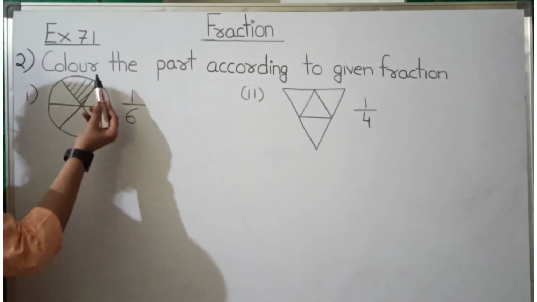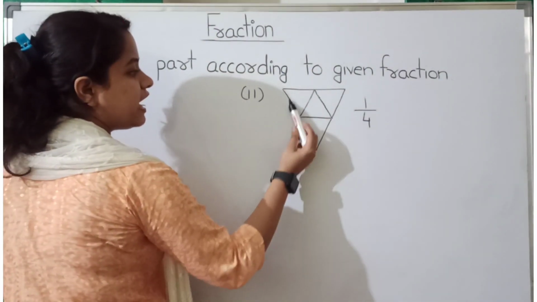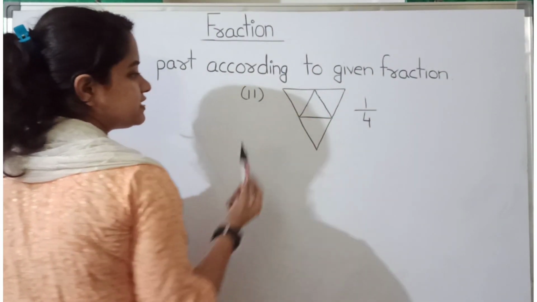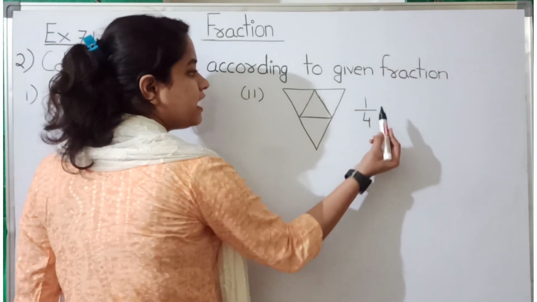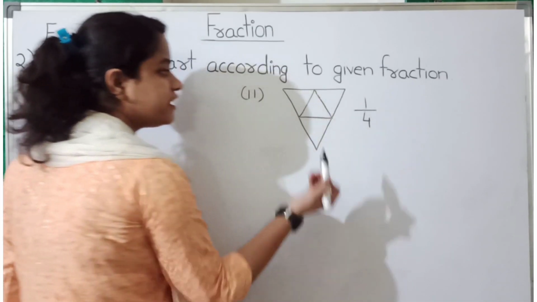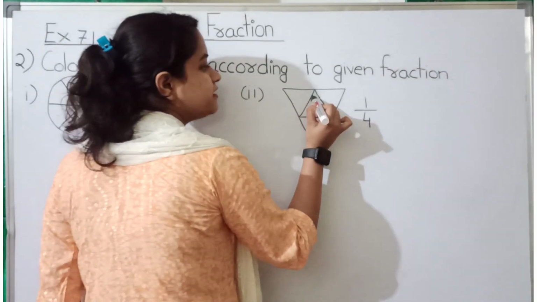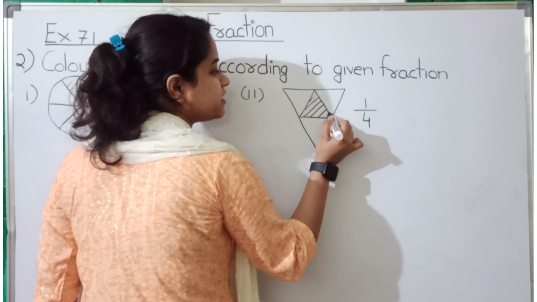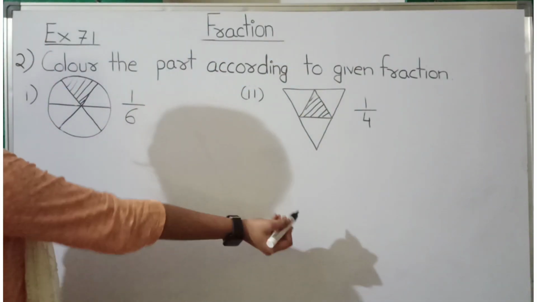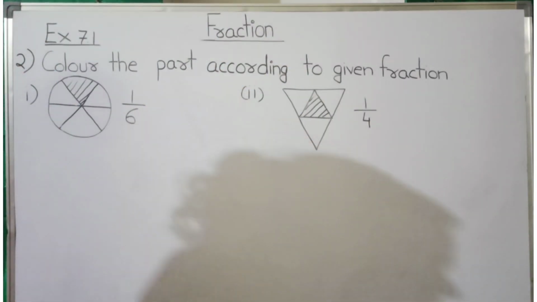Now the second one is color the part according to the given fraction. And a triangle is given and 4 parts is given. And how many parts we have to color? हमें कितने parts कलर करने हैं? हमें 1 part कलर करना है. तो हम क्या करेंगे? कोई भी इसका एक पार्ट कलर कर देंगे. So we'll color this part. So this is our required solution.